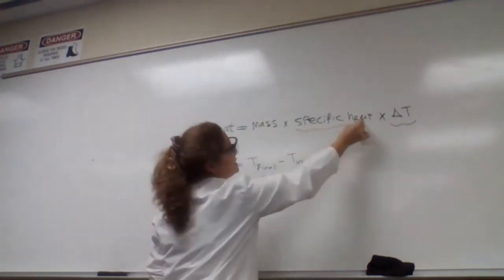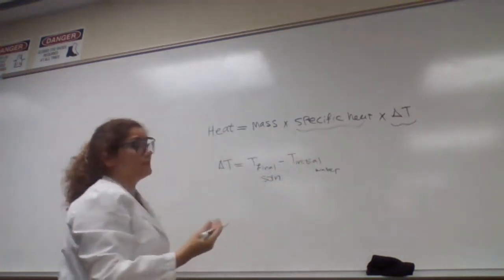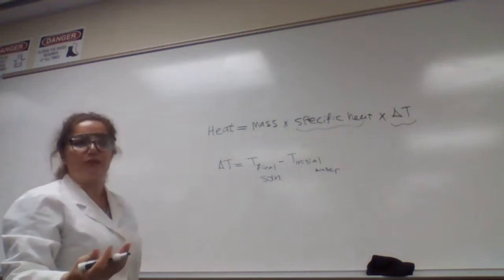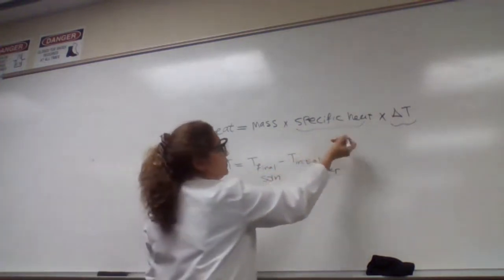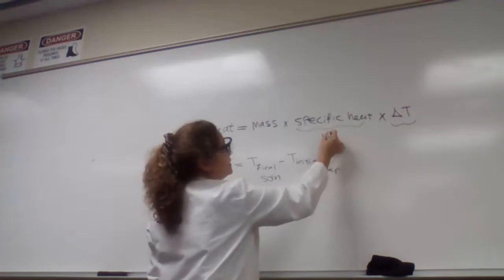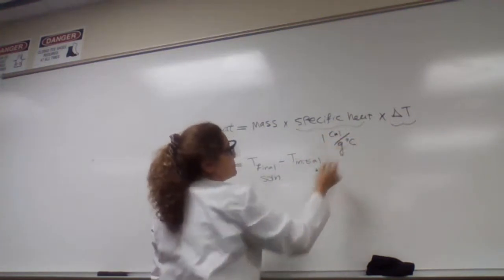The specific heat, we are going to assume to be just like the specific heat of water, because the solution is an aqueous solution. So for water it is going to be 1 calorie per gram per degree Celsius.